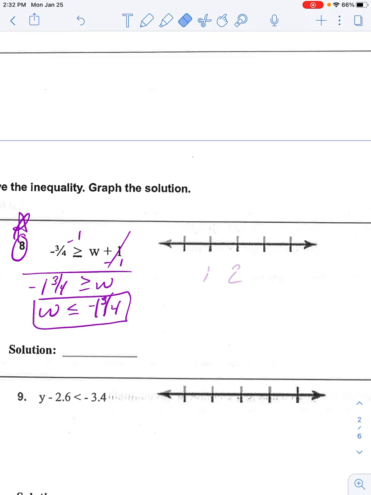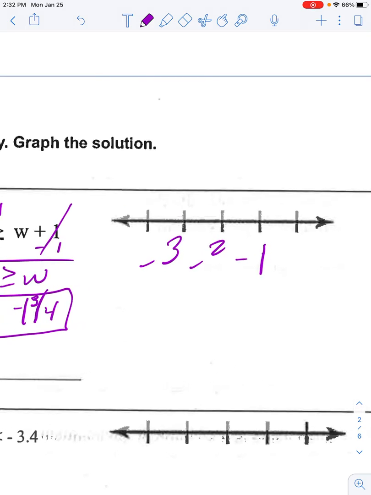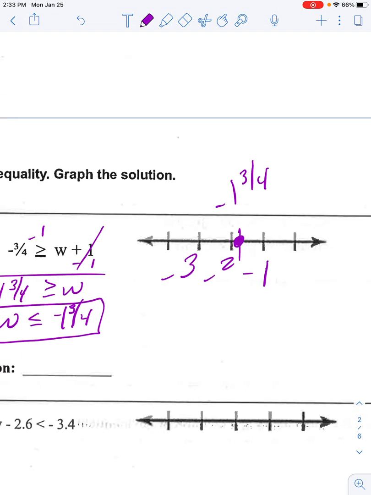Oops, it's negative, so I'll do -1, -2, -3 is how I will fill out my 3 numbers on the number line. And then -1 3/4 would be almost to -2. Label it. It was less than or equal to, so I'm going to fill in that circle, and it's pointing to the left.